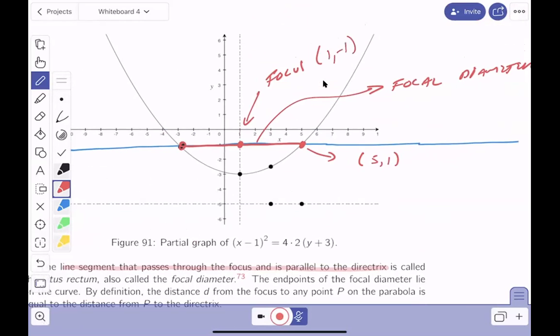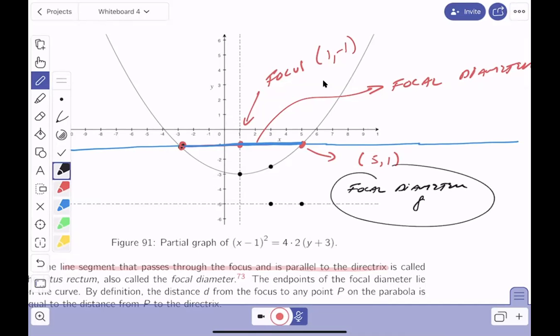And what's the distance over here? And again, I'm just talking about this distance here. All right. Well, what distance over there? Looking at it, it looks like 4 units. So what's this entire distance over here? It's going to be 8 units. So let me write this down for you. The focal diameter for this parabola is 8 units. Right? Focal diameter is 8.